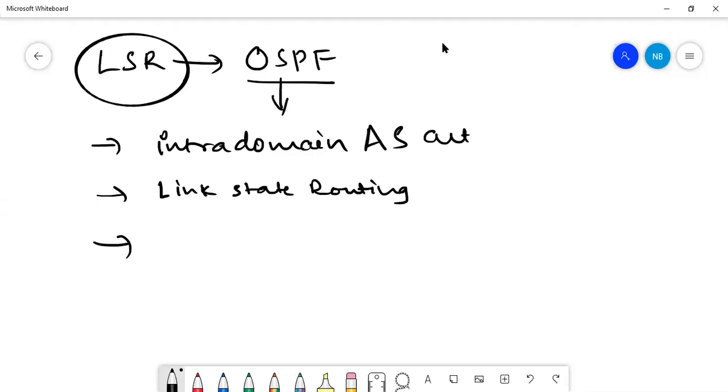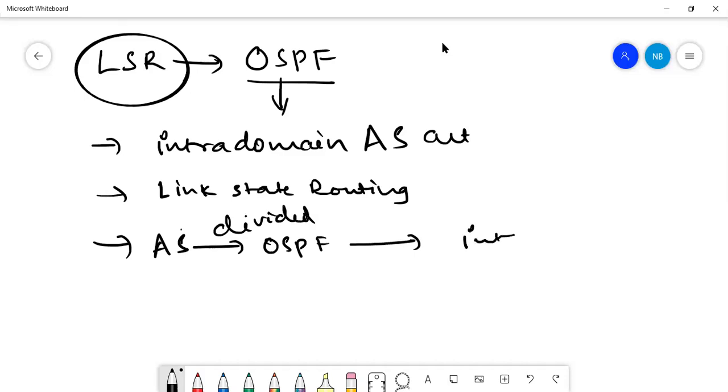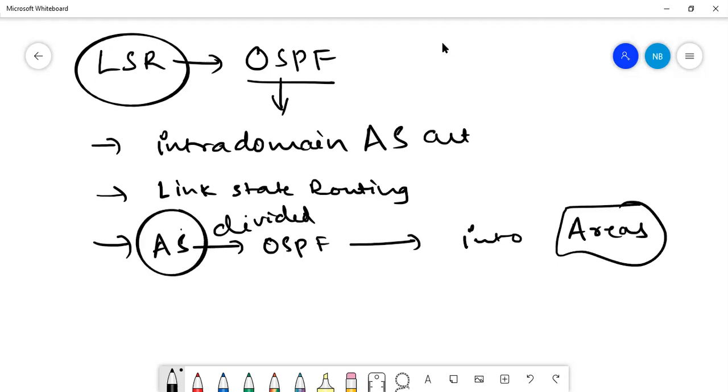So what happens here is the autonomous system, as part of OSPF, is divided by OSPF into areas. Okay, this is important for us. That is, OSPF is dividing the autonomous system into areas. Now what will these areas contain?